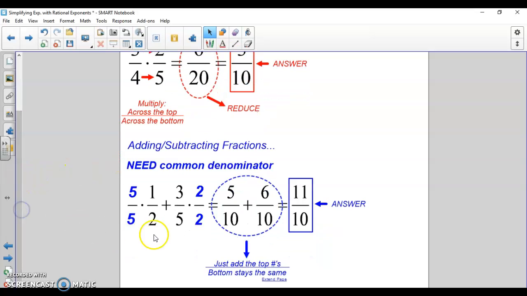Adding and subtracting, you need the same thing on the bottom. Then you just add the tops. At that point, once you have the same thing on the bottom, it's 11 over 10, reduce if you can. Can't in that one. So if you have questions over that kind of fraction stuff, let me know later on.